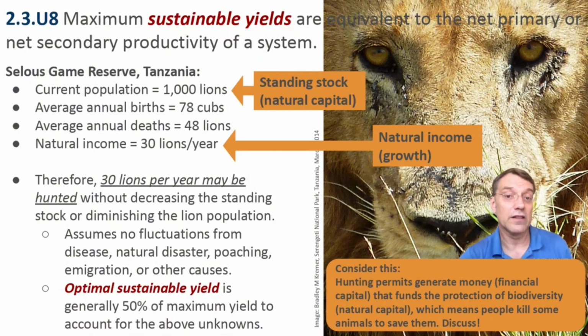Theoretically, 30 lions could be sustainably harvested or hunted every year without reducing the population, although the optimal sustainable yield is typically about 50% of this to account for uncertainties such as a new disease outbreak or natural hazards or storm events that kill members of the population unexpectedly.